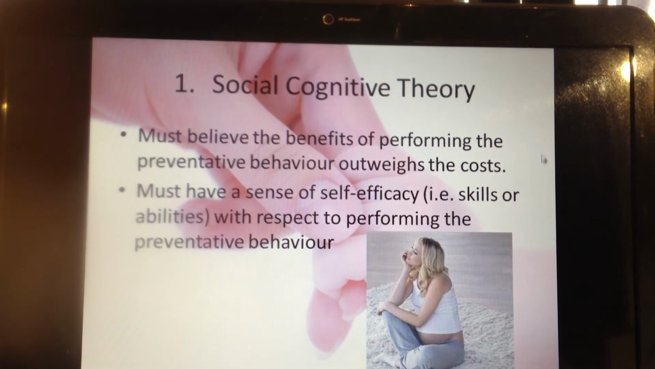The second model, the social cognitive theory, like the health belief model, maintains that a person must first believe the benefits of behaviour change outweigh the costs, and secondly, the person must have self-efficacy with respect to performing preventative behaviour.